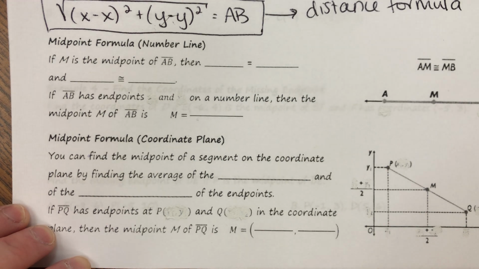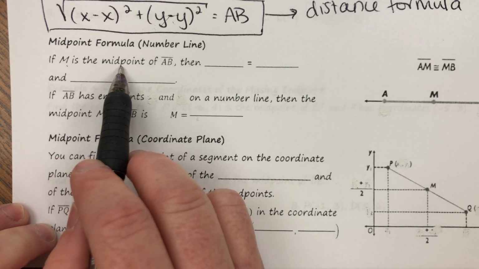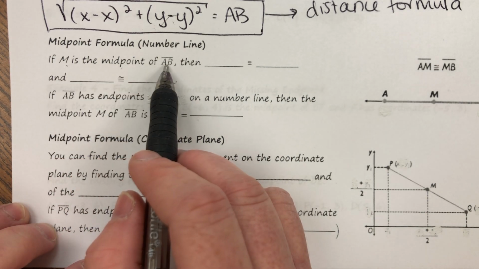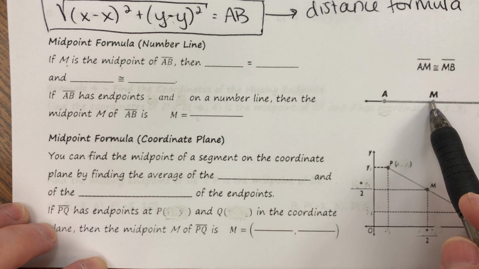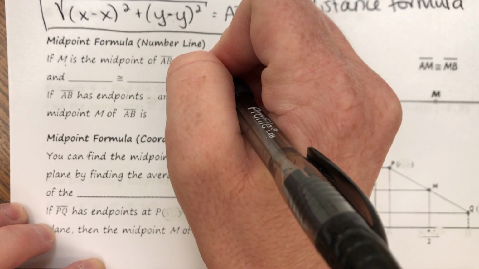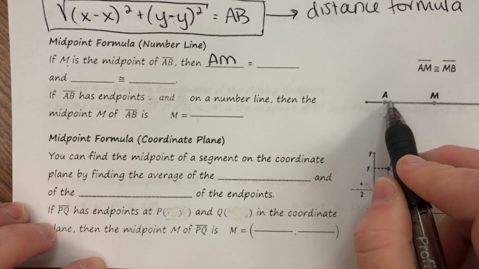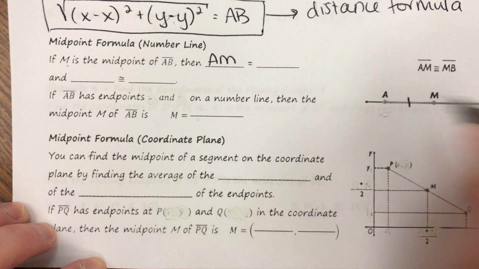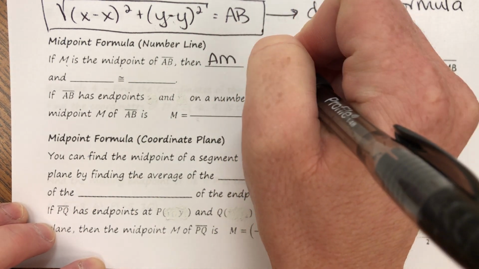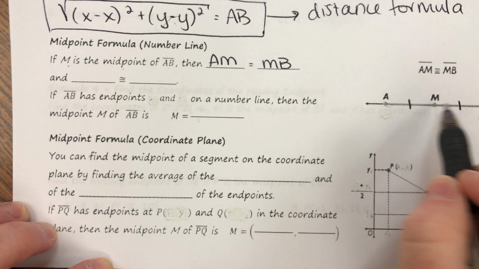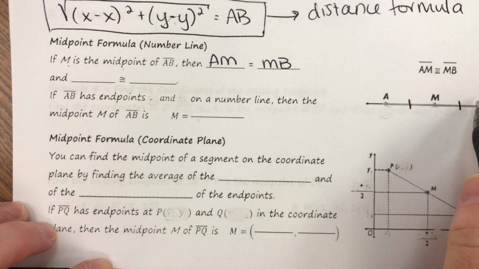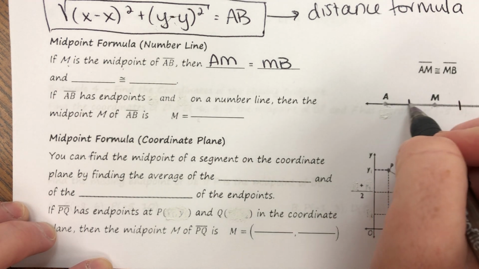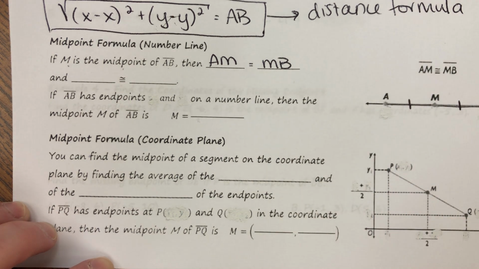Midpoint formula on a number line. If M is the exact middle or the midpoint of line segment AB, here's line segment AB, here's point M, it's in the middle, then we can say that AM, the length from here to here, is the exact same size as MB. They're equal. These two segments created by sticking this dot in the middle of AB, they're equal. This guy is congruent to this guy.